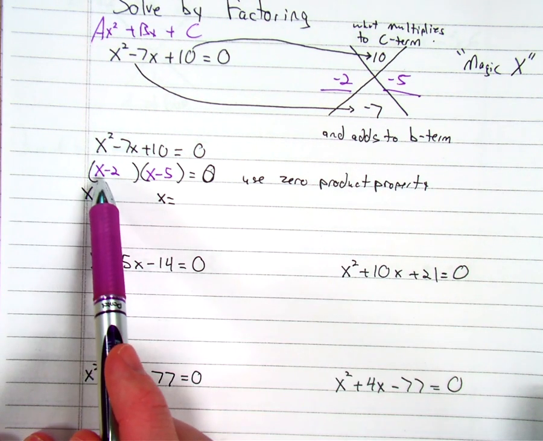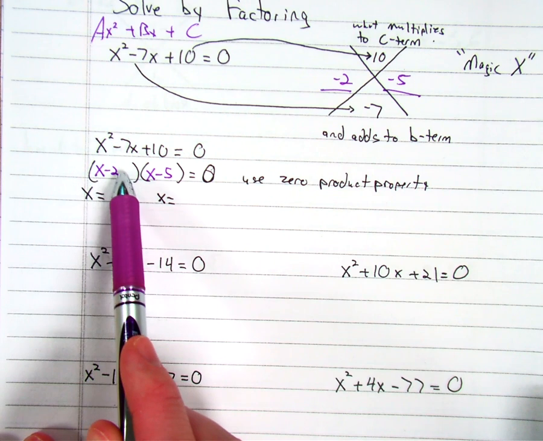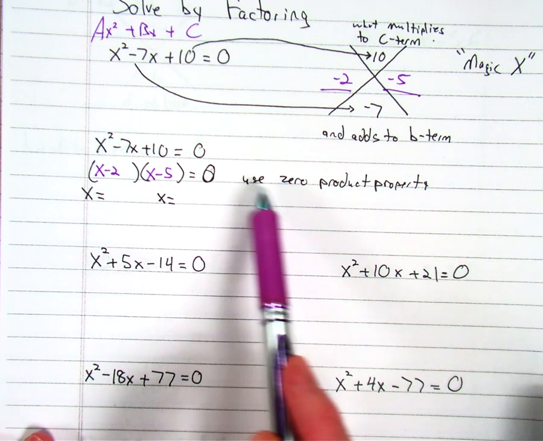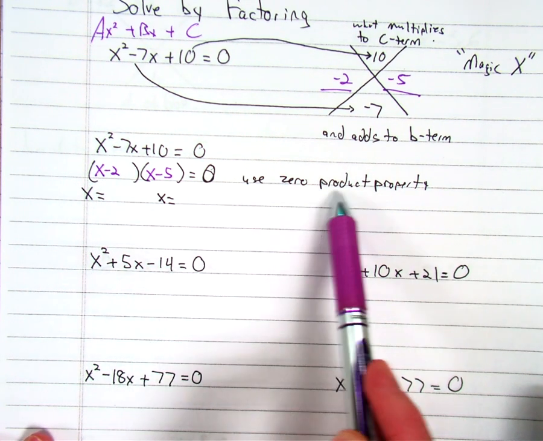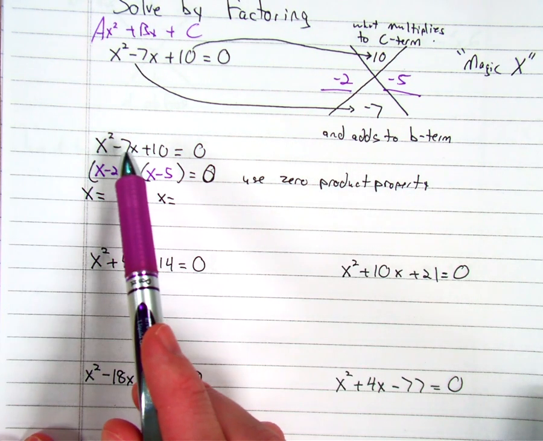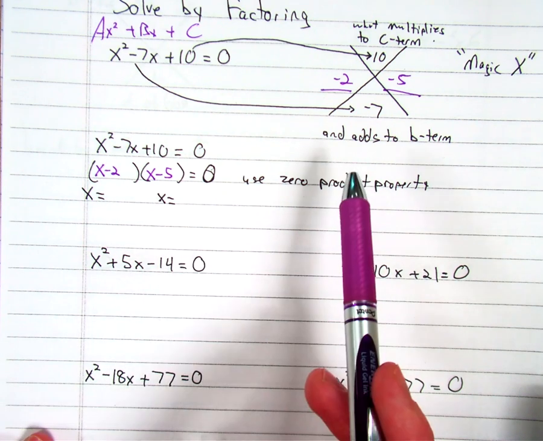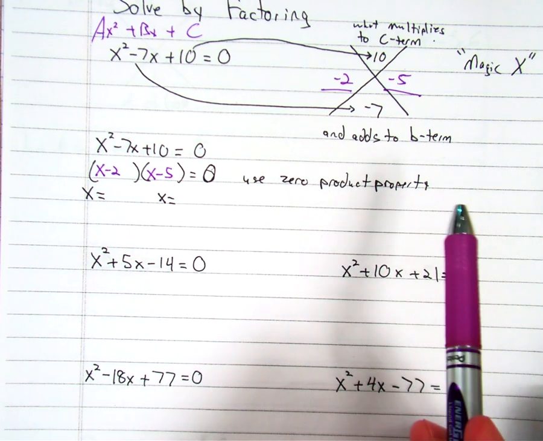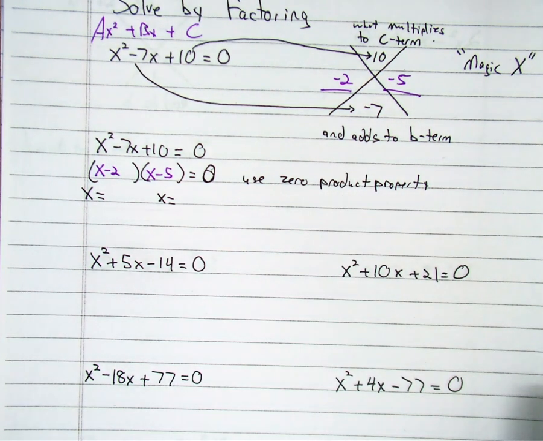Now here we have two things multiplied to each other equals 0. So we're going to use the zero product property, which says that if two things multiply together to equal 0, one of those things has to be 0. That's the only way you can get an answer of 0 in a multiplication problem, is 0 times something else.